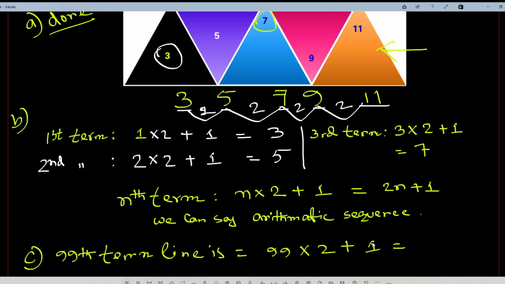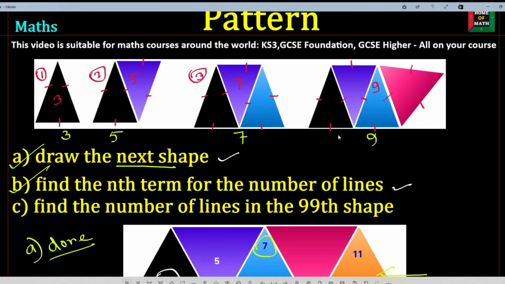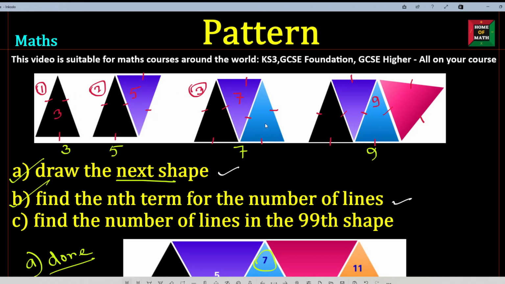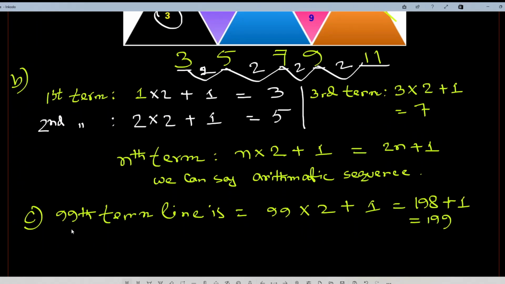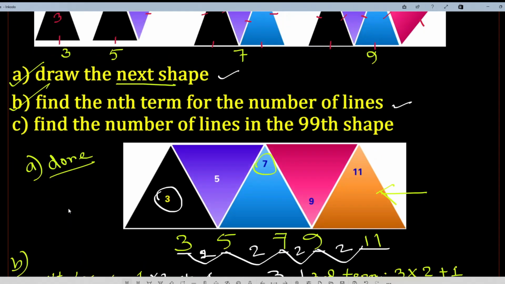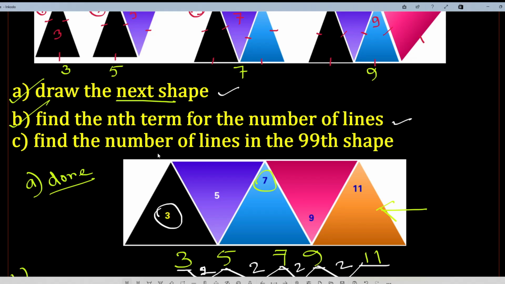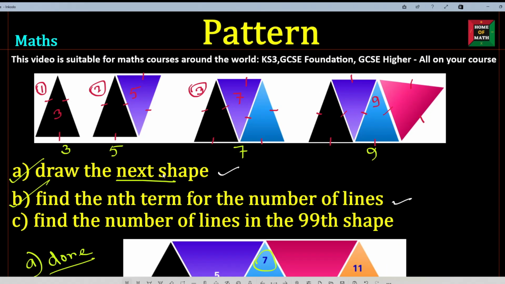So 99 times 2 means 198, plus 1 means 199. So look, here is first, second, third, fourth. Once we go to the 99th term, we need 199 lines. Okay, this is not complex math, this is very easy. We just have to keep concentration on what is needed in the question.